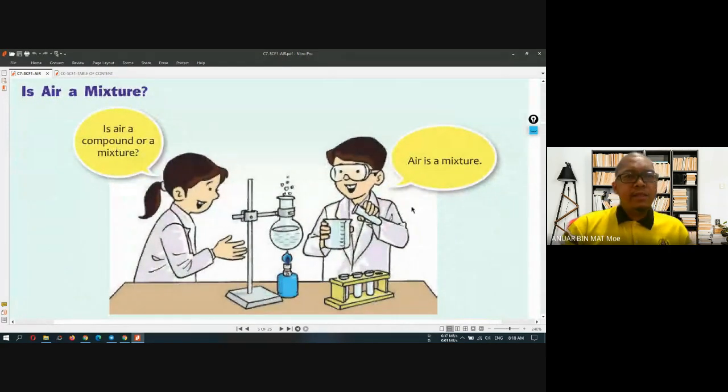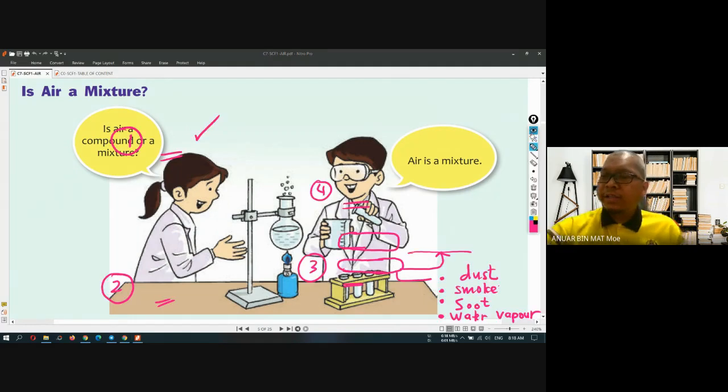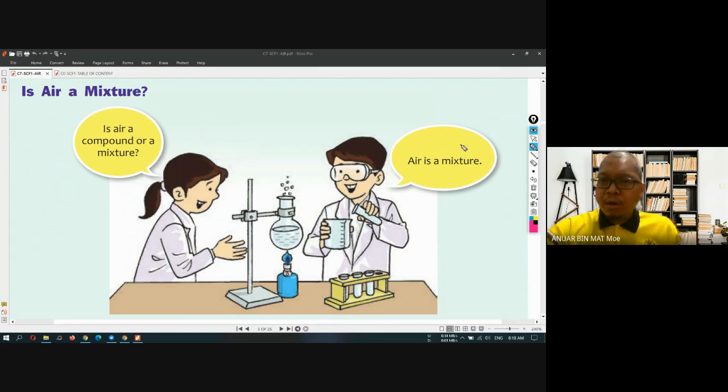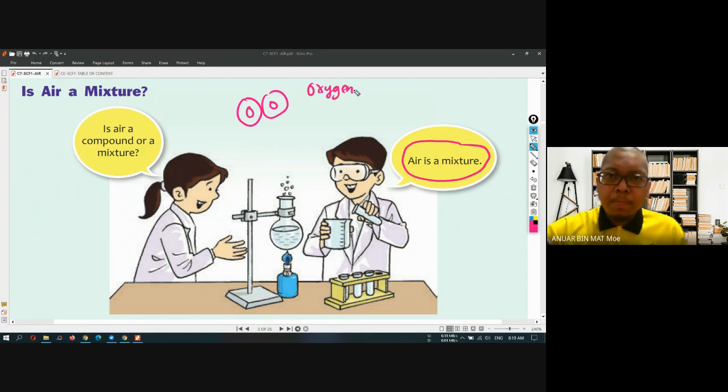All right. Is air a mixture? What is the question? The question asks you, is air a mixture or a compound? Just remember, air is of course a mixture. It is not a compound. Because it consists of what? If you still remember, what is the composition of air? Number one, this is oxygen, right? And then what is this? N. N is what? Nitrogen. Yes, very good. This is nitrogen.